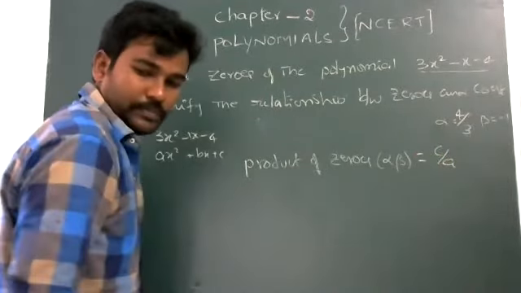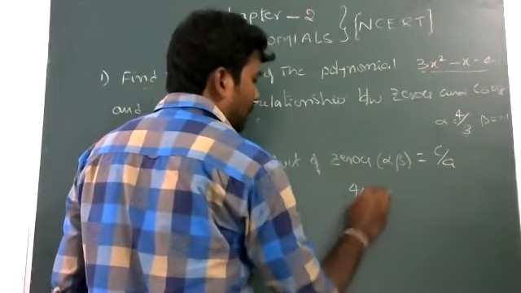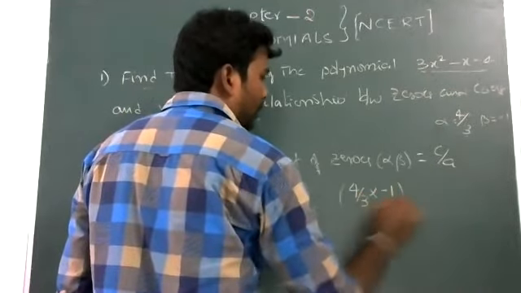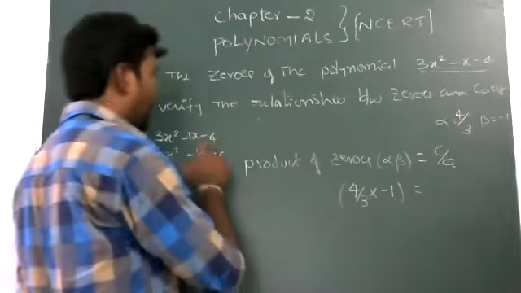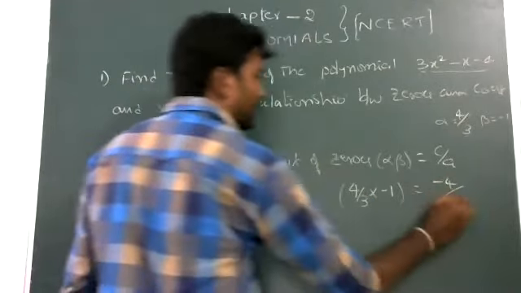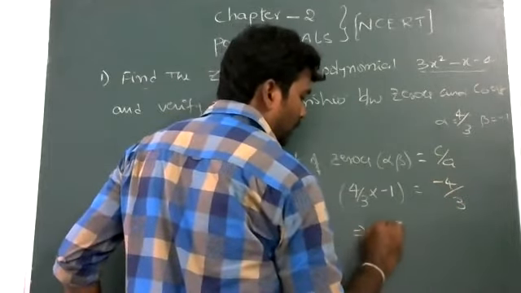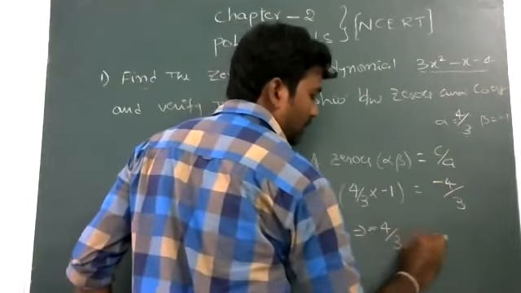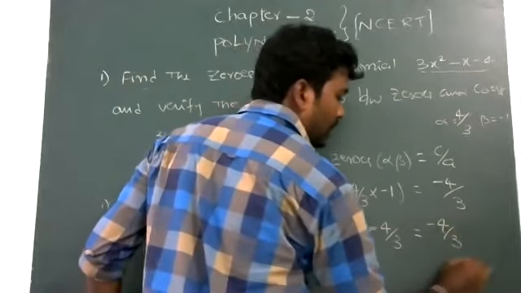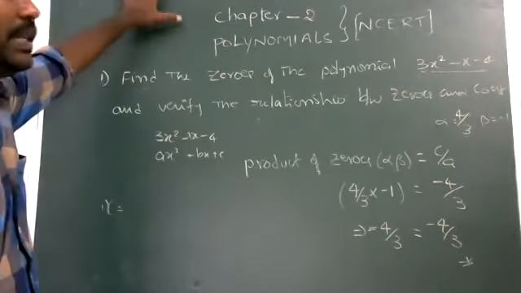So that means here, what is the alpha value? 4 by 3 into minus 1. 4 by 3 into minus 1 is equal to c value minus 4 by a value 3. Now finally you are getting minus 4 by 3 is equal to minus 4. Both are equal, both are getting the same values. So like this you can verify the relation.